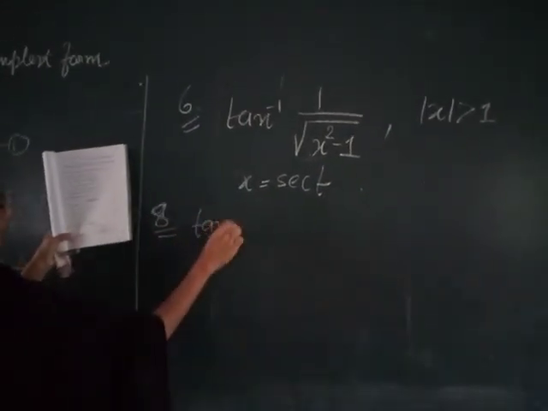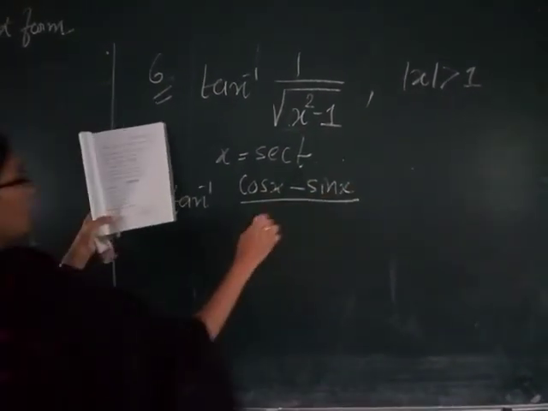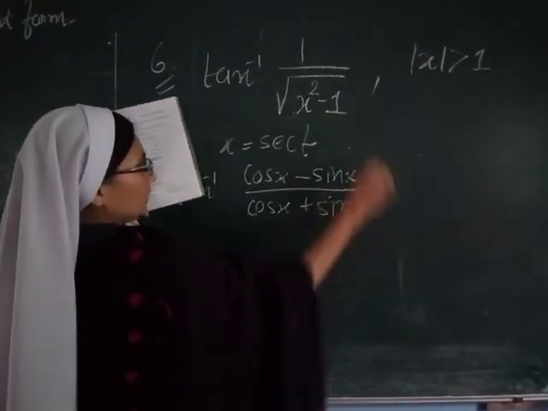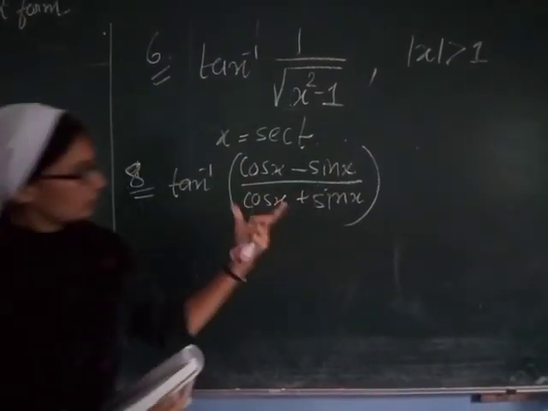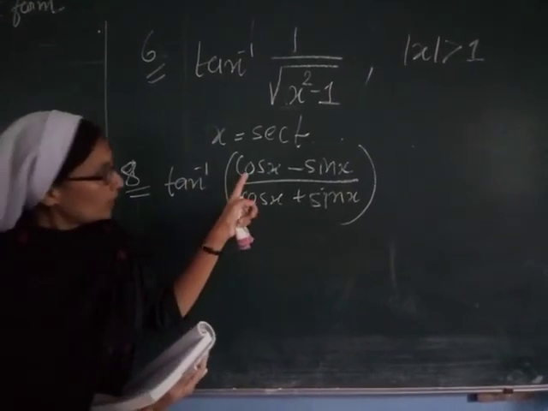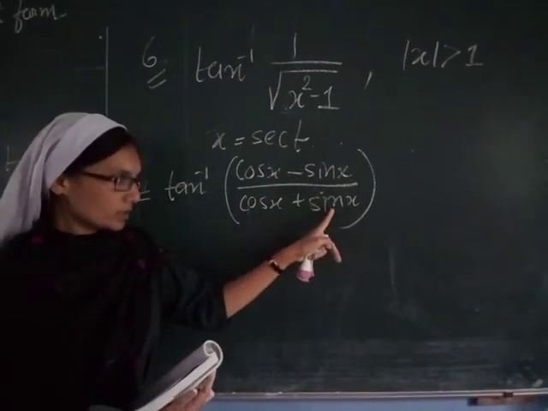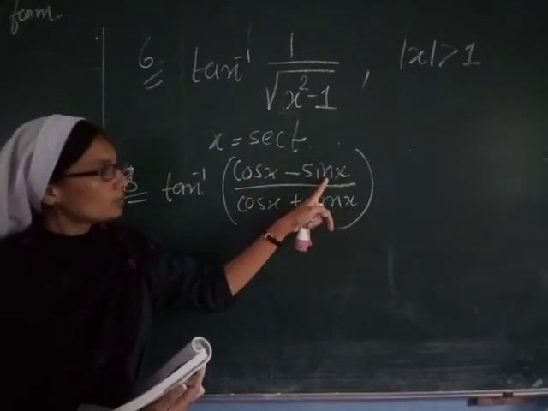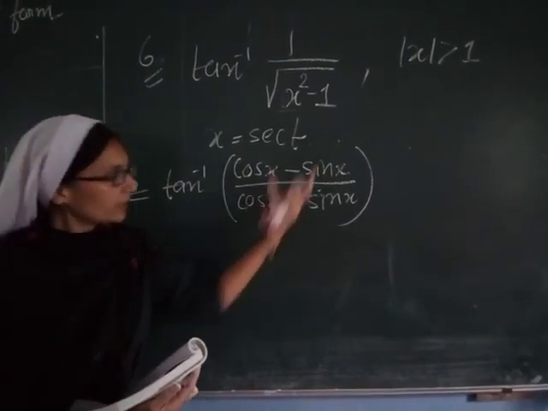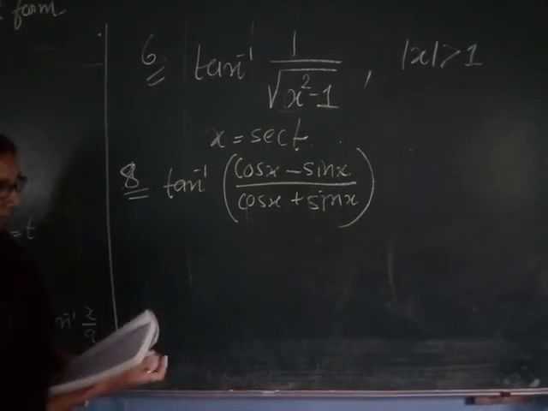Then question 8: tan inverse of cos x minus sin x divided by cos x plus sin x. This one you are supposed to do. This, which is in the bracket, we have done in class 11, so it should not be difficult. You divide each term by cos x. When you divide, cos x becomes 1, this becomes tan x, this becomes 1, this becomes tan x. Then instead of 1 you put tan pi by 4 and you will get the formula of tan x minus y, and you can cancel and then put the value back.